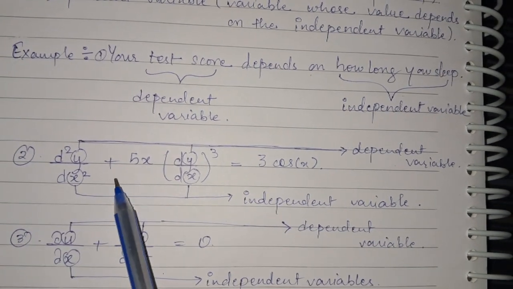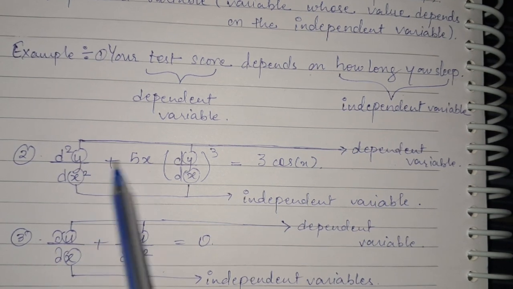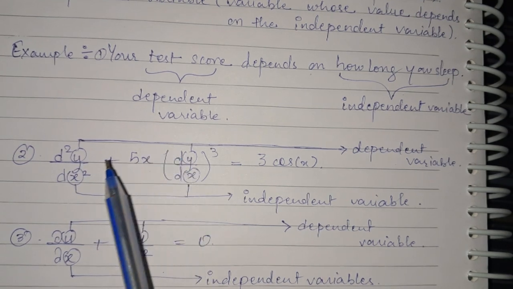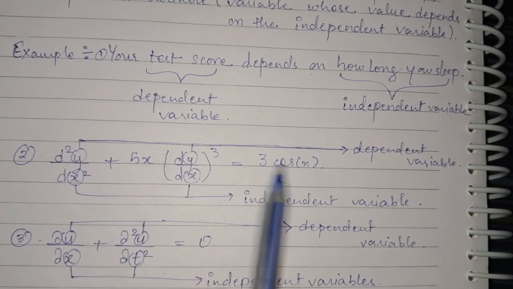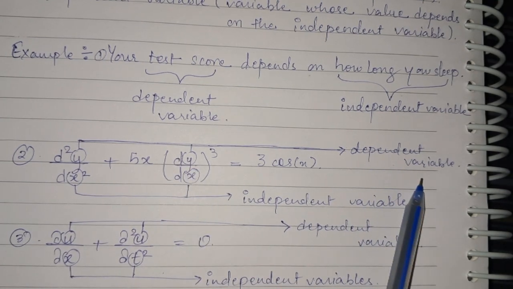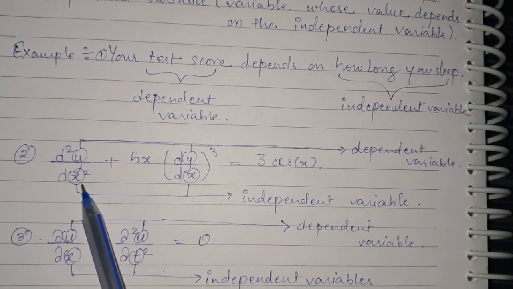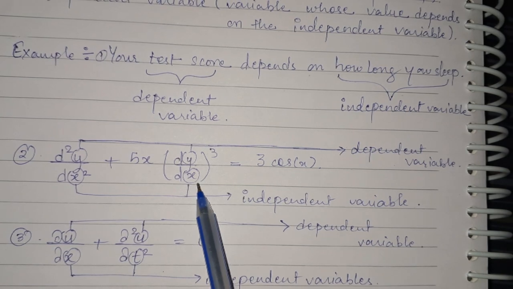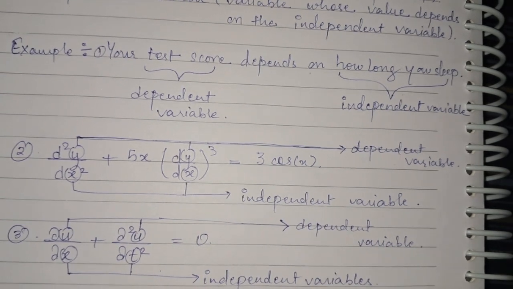In this differential equation, you can see that we have the derivative of y, and here also we have the derivative of y. Here we have the second order derivative, and here we have the first order derivative. But we have the derivative of y only. So y is the dependent variable here. Now we have the derivative with respect to x, and here also we have the derivative of y with respect to x. That means x here is the independent variable.